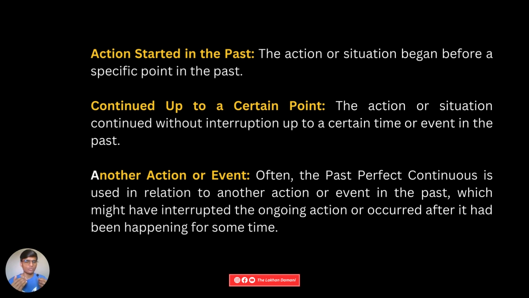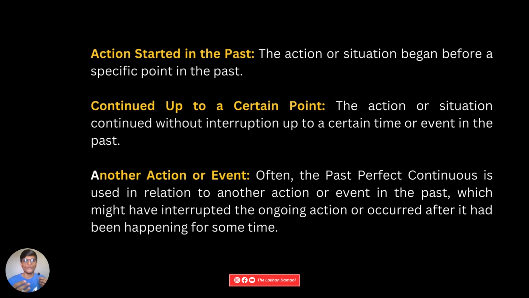Second, they are continuing up to a certain point. It means the actions or situations are continuing without any interruption up to a certain point or event in the past. And lastly, another action or event is happening or interrupting, right? Often the past perfect continuous is used in relation to another action or event in the past, which might have interrupted the ongoing action or occurred after it had been happening for some time.